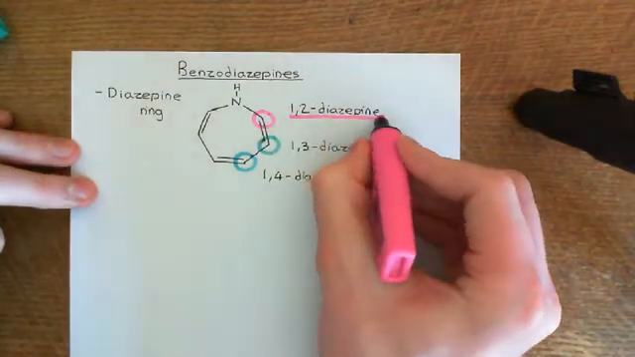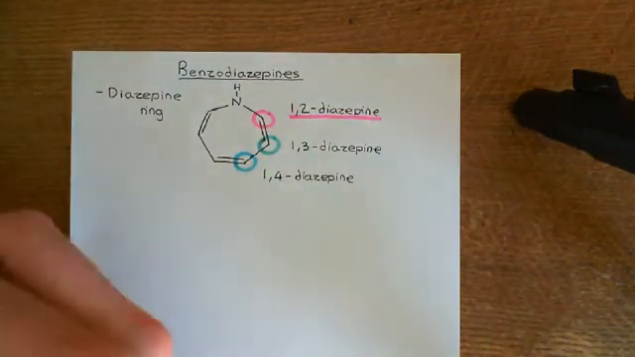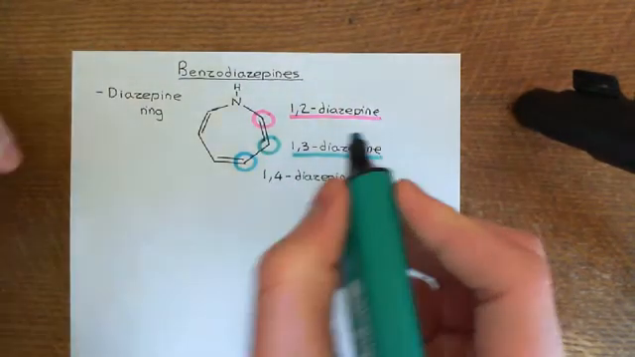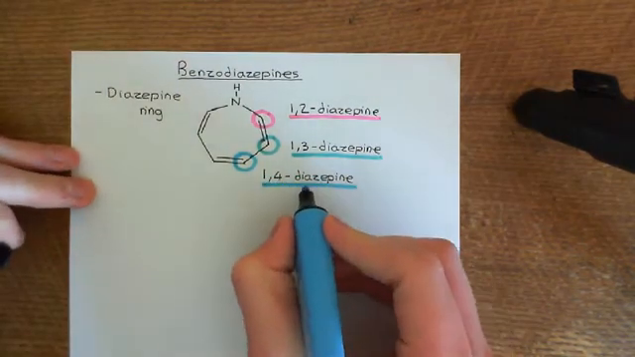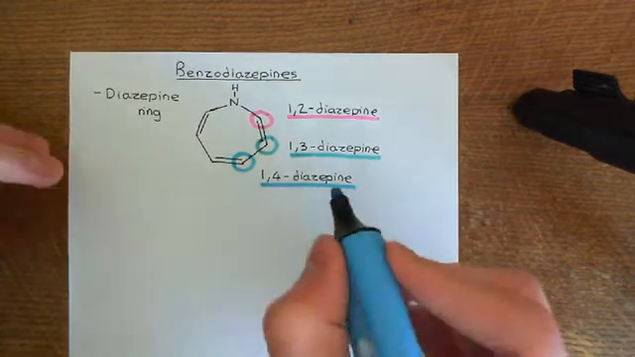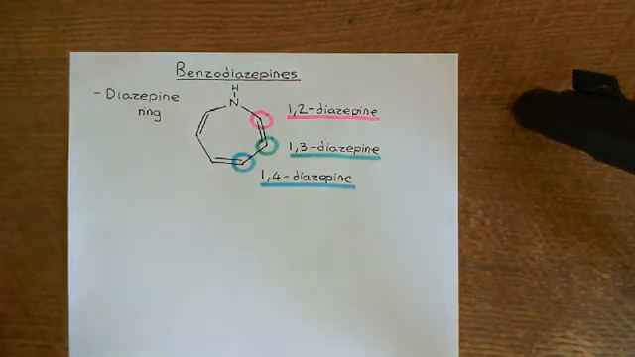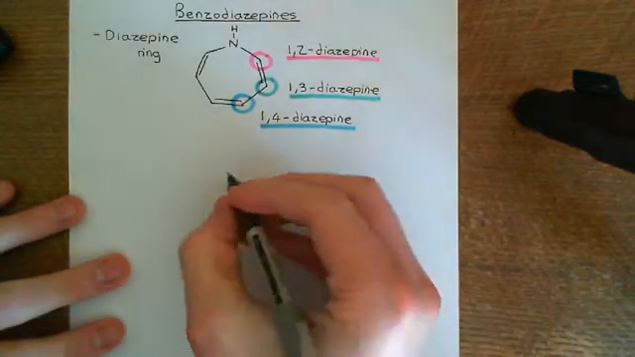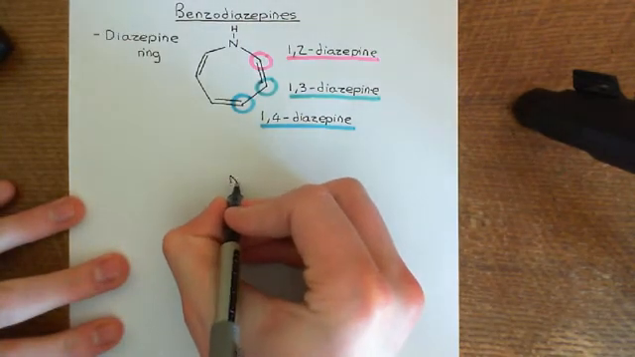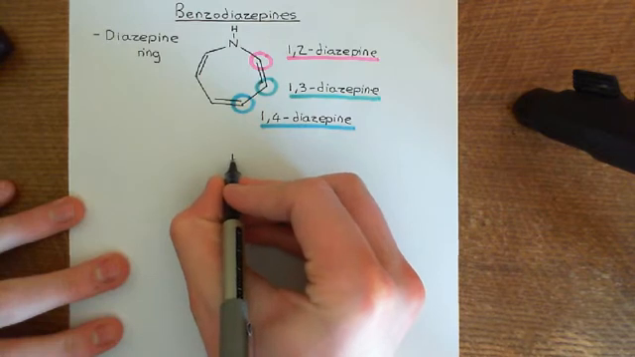Okay, so 1,2 diazepines, 1,3 diazepines, and 1,4 diazepines. In benzodiazepines, you are going to use the 1,4 diazepine ring. So let's now redraw a 1,4 diazepine ring, and this time we'll draw it out properly where we have both nitrogens in the ring.